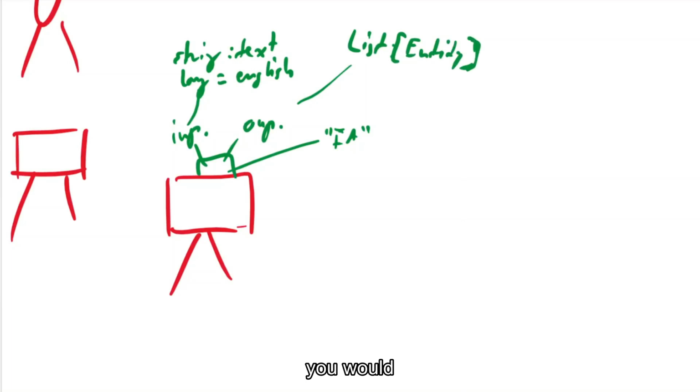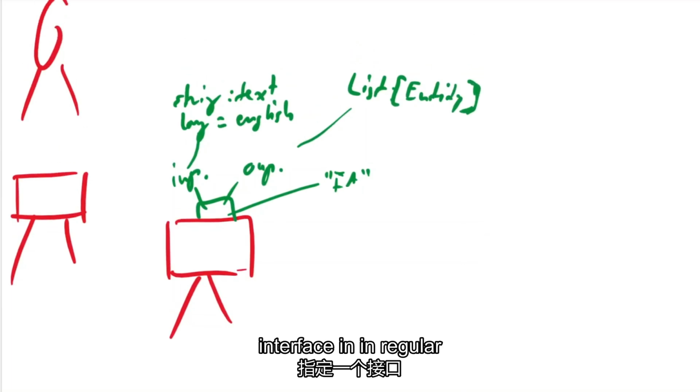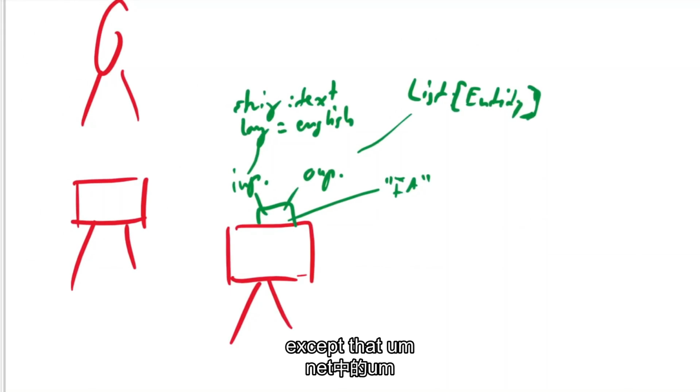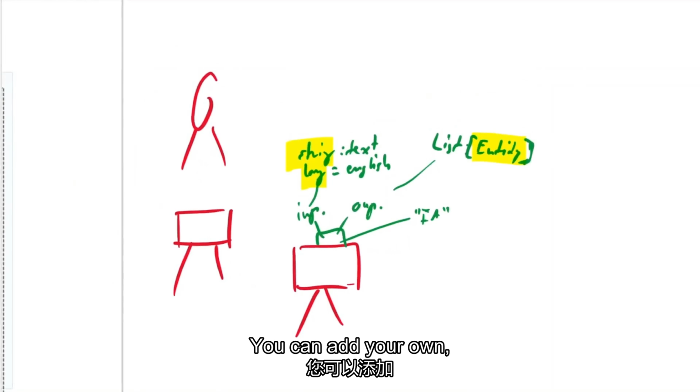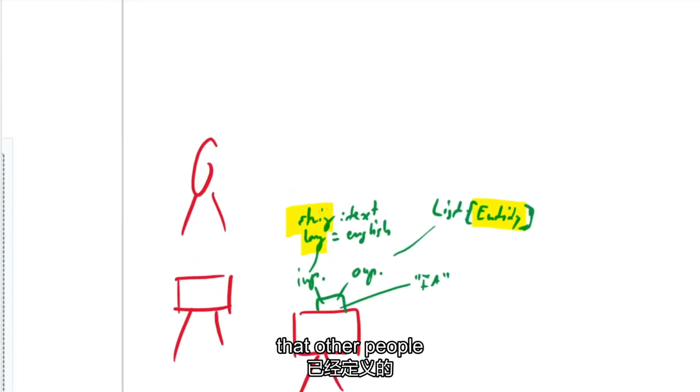It is very much like you would specify an interface in regular programming, except that in SingularityNET, these types here, so the string with the language parameter and the definition of what an entity is, are, I don't want to say centrally because it's on a blockchain, but in essence, centrally deposited on the blockchain. You can add your own, but you can also implement the ones that other people have already defined.